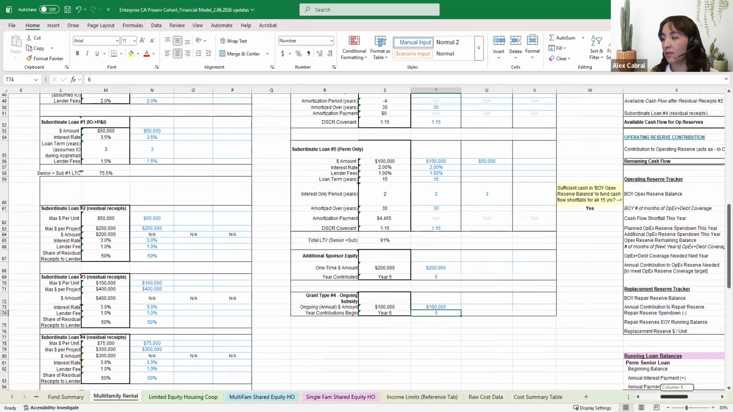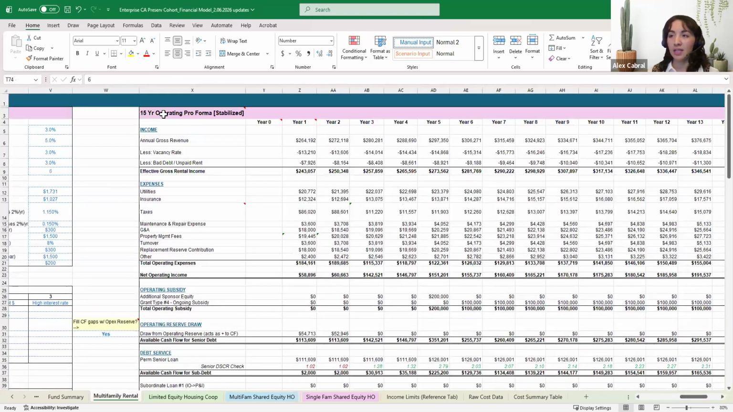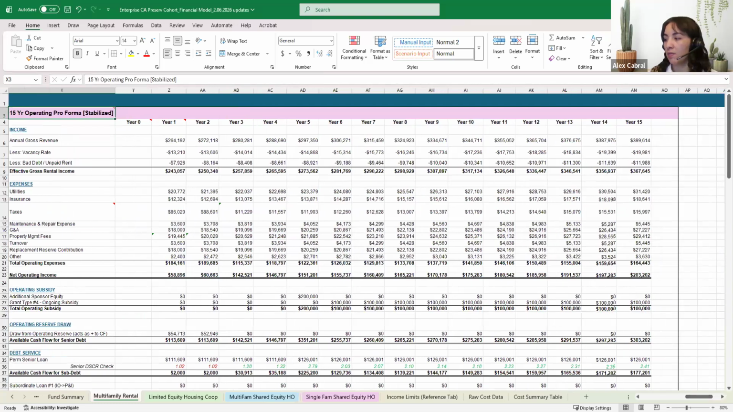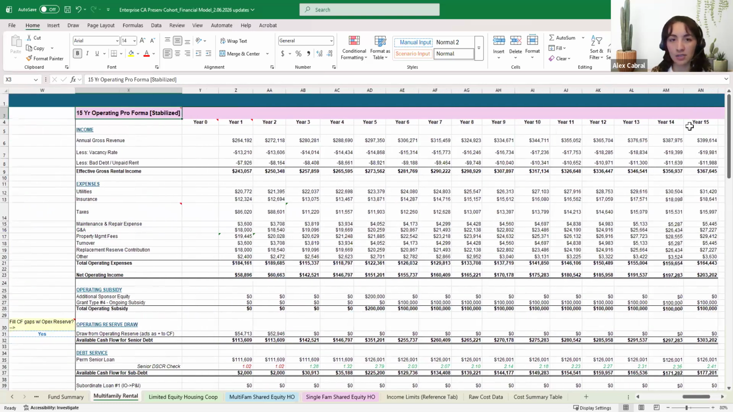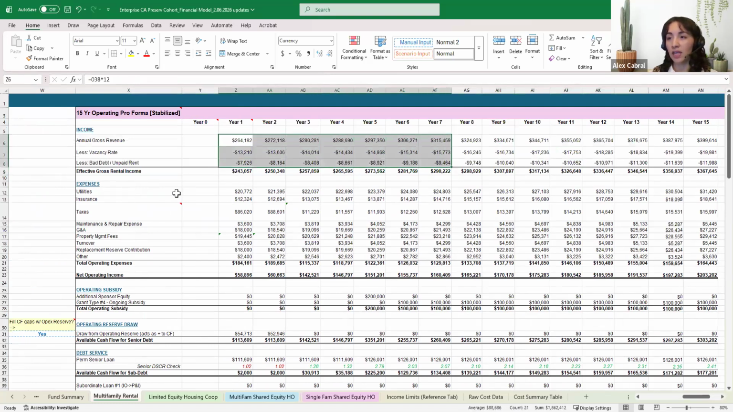Okay, the final table in this sheet is the 15-year operating pro forma. This represents the property budget. We go all the way to the end for 15 years. Nothing needs to be filled out in this table, actually, except for when we get to the bottom. So you have your income here. These are all assumptions that you've already filled in.